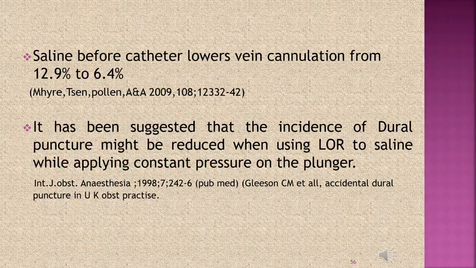References say that saline before the catheter lowers the vein cannulation rate from 12.9 to 6.4%. Now it has been suggested that the incidence of dural puncture might be reduced when using LOR to saline while applying constant pressure on the plunger.